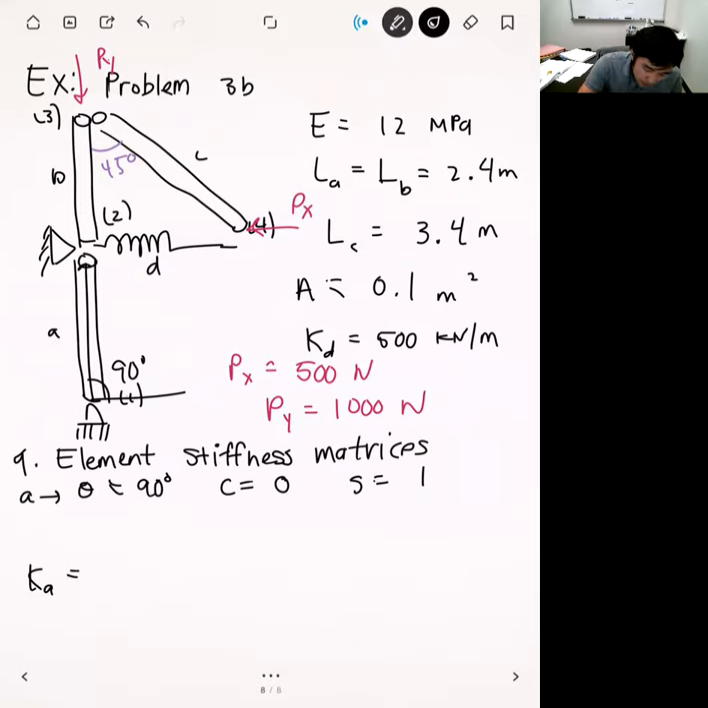First let's compute EA over L. For element A, if we compute EA divided by L, what we get is 5 times 10 to the 5th. The way we got that was I took 12 megapascal, multiplied by the area, which is 0.1 meters squared, and divided by the length, which is 2.4 meters. So the element stiffness matrix prefactor is 5 times 10 to the 5th, and I'm writing shorthand for that as 5E5.